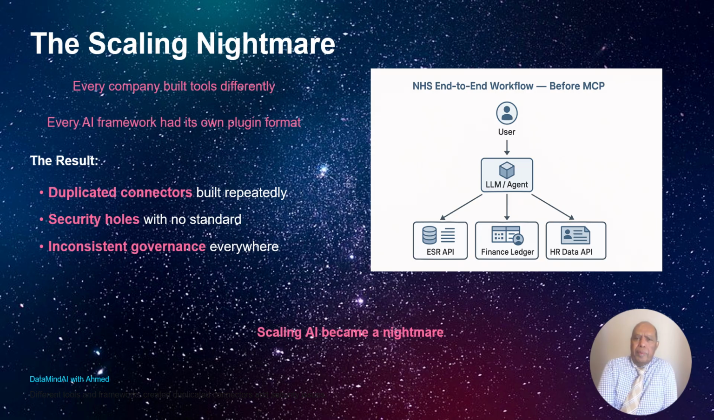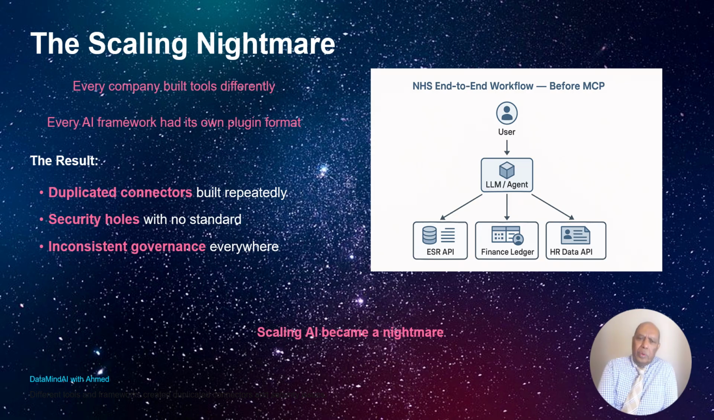At the same time, every AI framework, whether it is LangChain, Semantic Kernel, AutoGen, or any other framework, had its own plugin architecture. What worked beautifully in one framework was completely useless in another. You would have to rebuild the same integration over and over again for different frameworks.